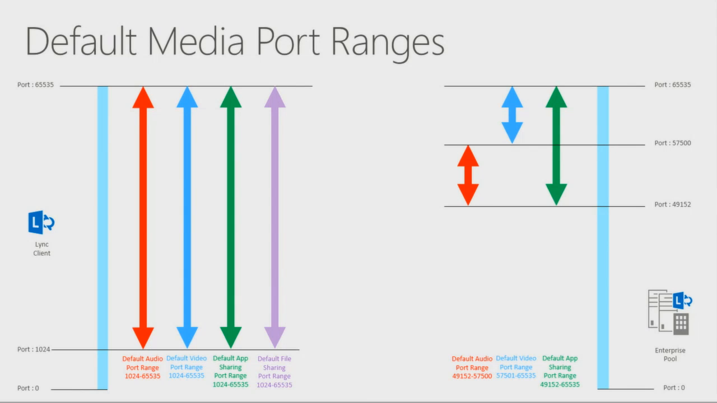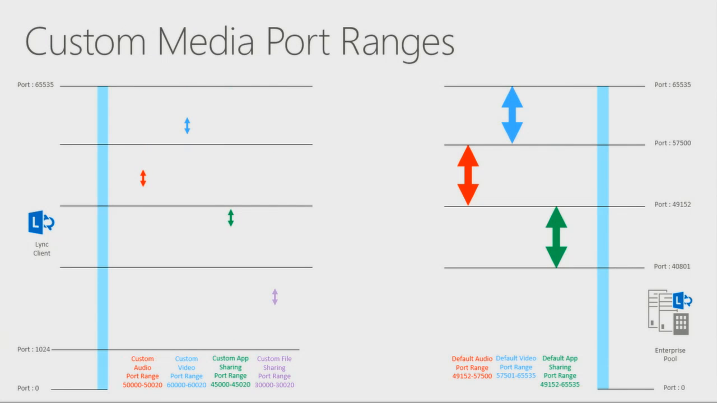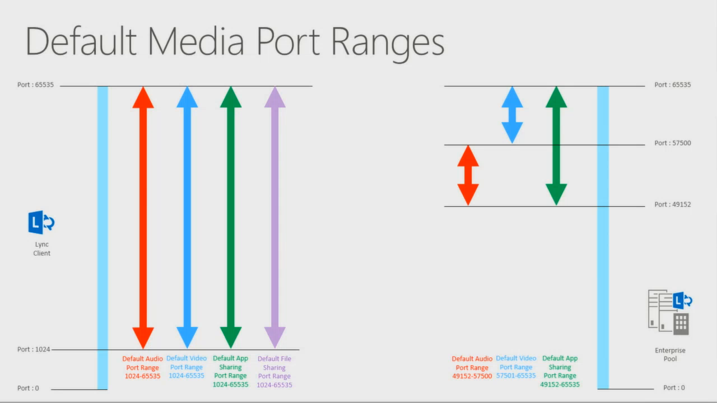So this is configured by default, which we usually don't do in production. But if you want to change the media port ranges, you can do something similar to this. We still have red, blue, green, and purple for audio, video, app sharing, and file sharing. Essentially, you should configure the client port ranges within the same port range on the server side, because if you're doing quality of service, it's easy to understand that this port range is audio and not application sharing, since application sharing would otherwise take up some of those port ranges.